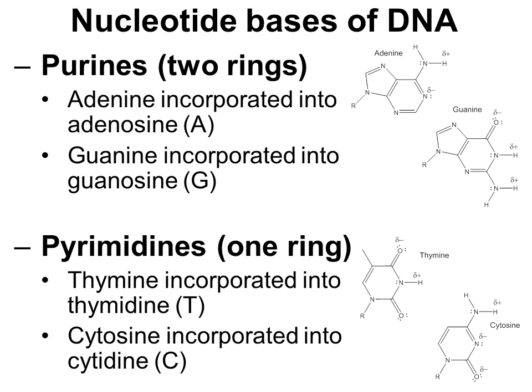When adenine is incorporated into a nucleotide, the nucleotide is called adenosine. When guanine is incorporated into a nucleotide, the nucleotide is called guanosine. When thymine is incorporated into a nucleotide, the nucleotide is called thymidine, and finally, when cytosine is incorporated into a nucleotide, the nucleotide is called cytidine.